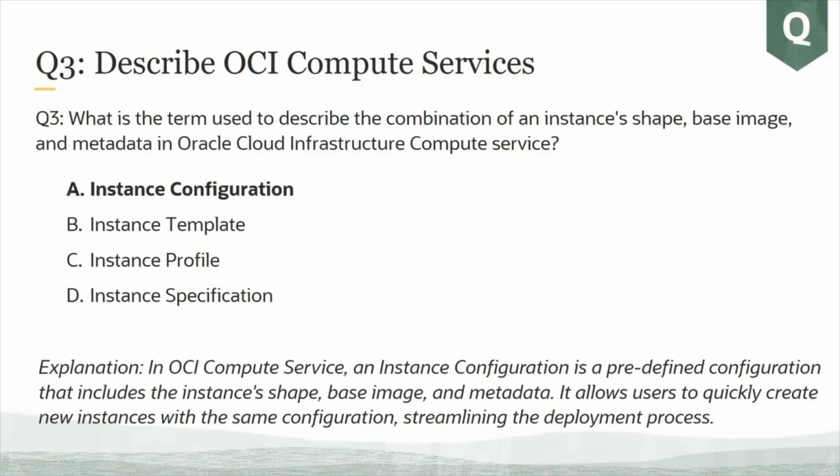And in OCI, basically instance configuration is a predefined configuration that includes the instance's shape, base image, and metadata. It allows users to quickly create new instances with the same configuration, streamlining the deployment process. And by the way, all these other options don't exist in OCI. They are kind of made up. So there is nothing called instance template, there's nothing called instance profile, and there's nothing called instance specification. So these are all distractors, but the right answer is instance configuration.